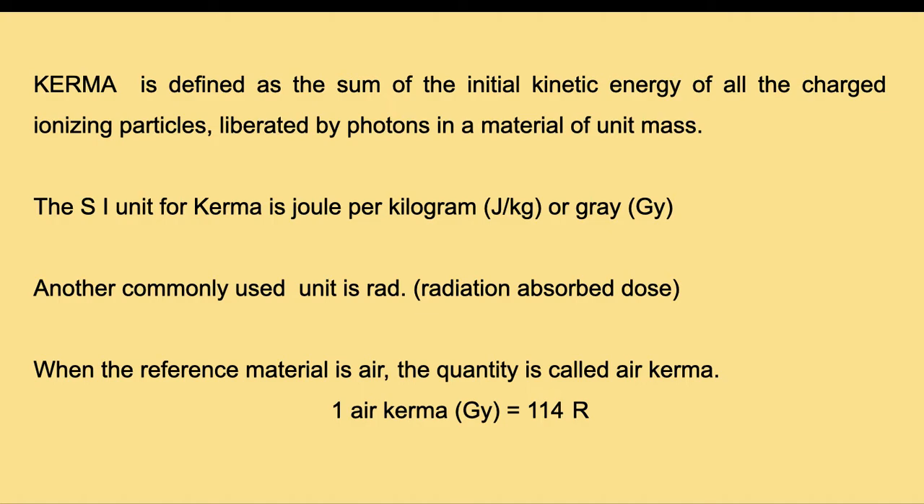The initial definition for Roentgen was based on air, and this is based on any material. If it is air, the sum of initial kinetic energies of all the charged ionizing particles in air, you will be calling this air Kerma. And air Kerma is actually in the unit Gray. So 1 air Kerma you can equate to 114 roentgen. This is the relation connecting them.